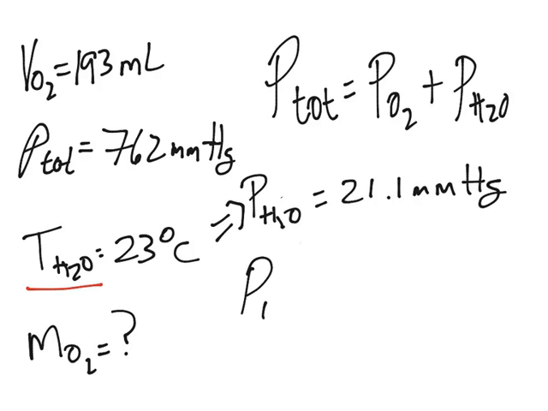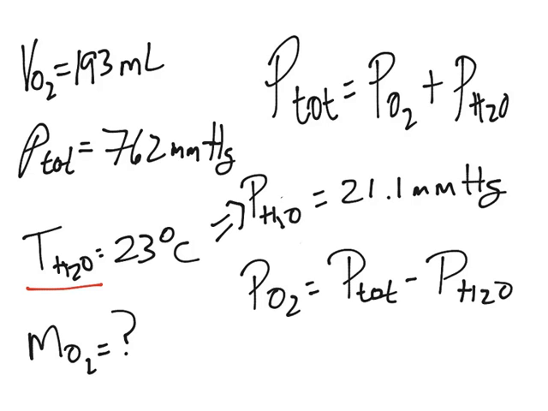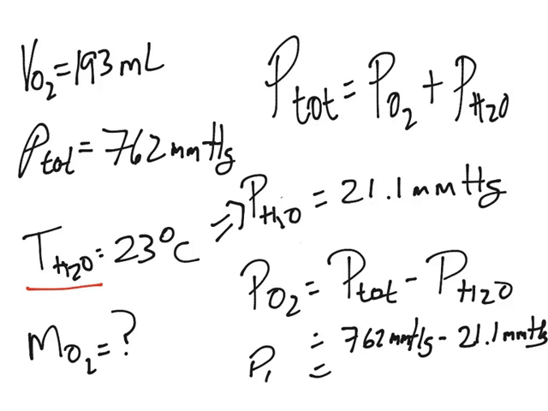So you just solve for the pressure of the oxygen, which is the gas you want. It would be the total pressure minus the pressure of the water. So it would be 762 millimeters of mercury minus 21.1 millimeters of mercury. So the pressure of our gas would be 740.9 millimeters of mercury. So that is the first step.